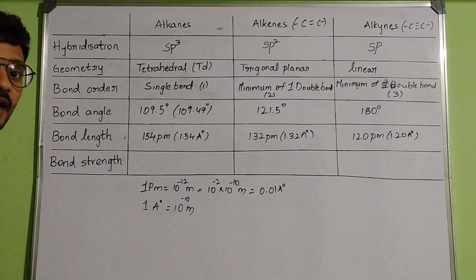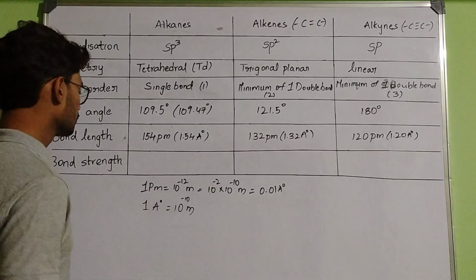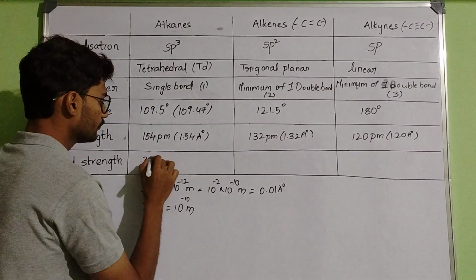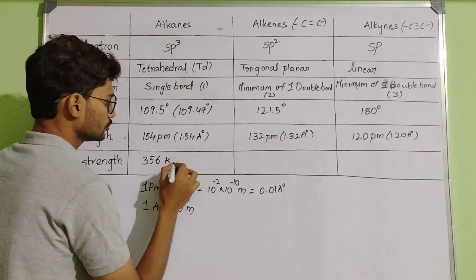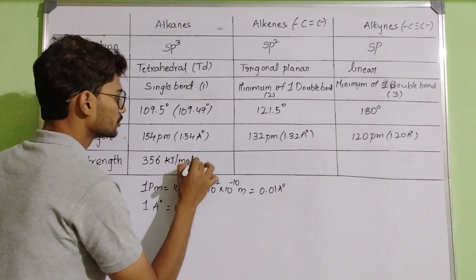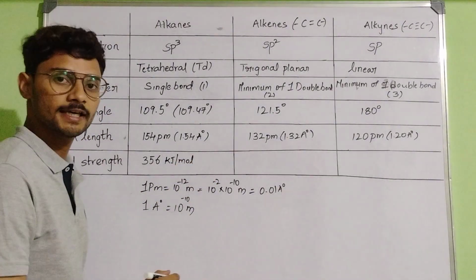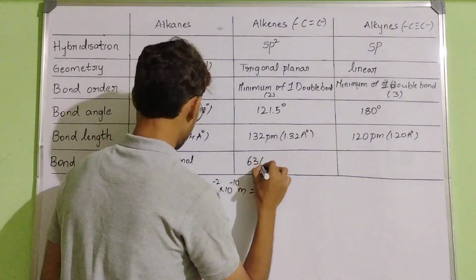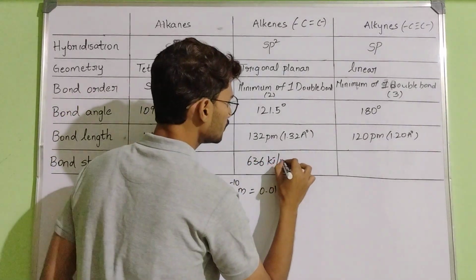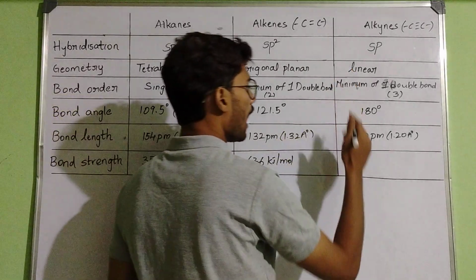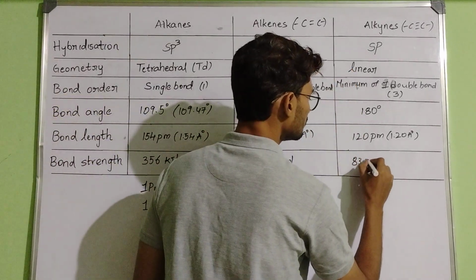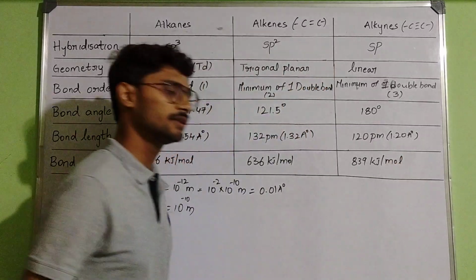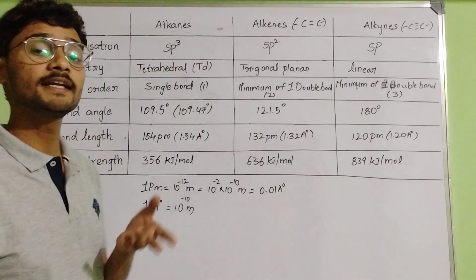Now what is the bond strength? Bond strength is nothing but the energy required to break the bond. The bond strength of alkane system is 356 kilojoules per mole. The bond strength for alkene system is 636 kilojoules per mole, and for alkyne systems it is 839 kilojoules per mole. Sometimes they can ask you the bond strength in calories.